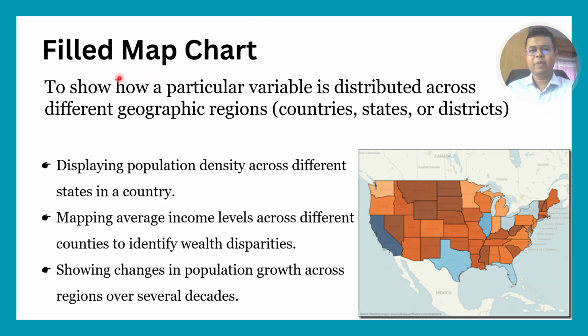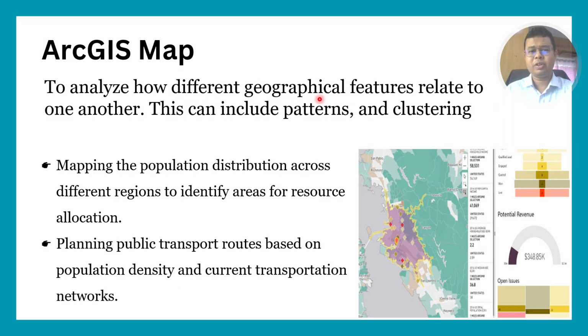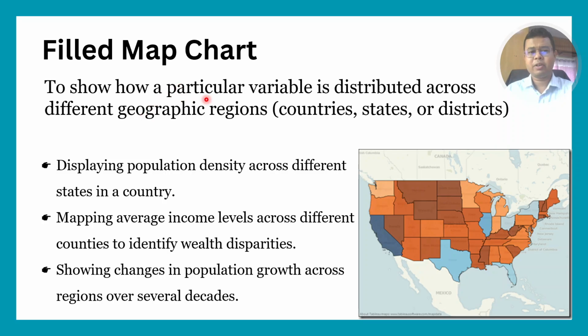So the next one is the filled map chart, to show particular variables, right? Here, different geographical features relate to one another, but in the filled map chart, a particular variable is distributed across different geographic regions. For example, countries, it could be states or districts, or if you think about it very narrowly, you can think about Upazila or any other, right? By the way, why can we use it? Displaying population density across different countries, or the states in a country. It's very easy to understand.